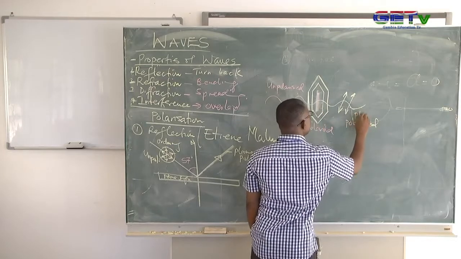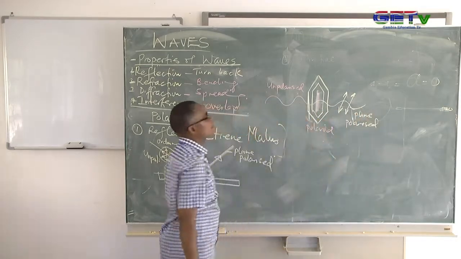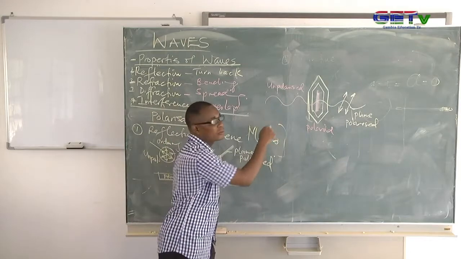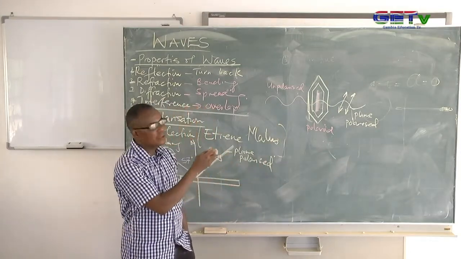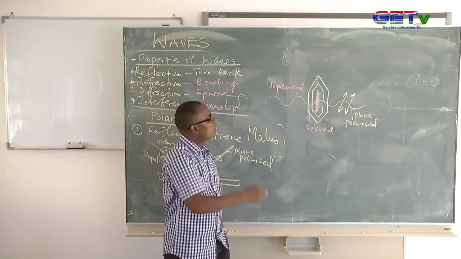It is plane polarized in that case. So that's plane polarized light. Unpolarized light is passed through a Polaroid. A Polaroid can be of different types. You have carbon filter papers, you have tourmaline. All of them are Polaroids.